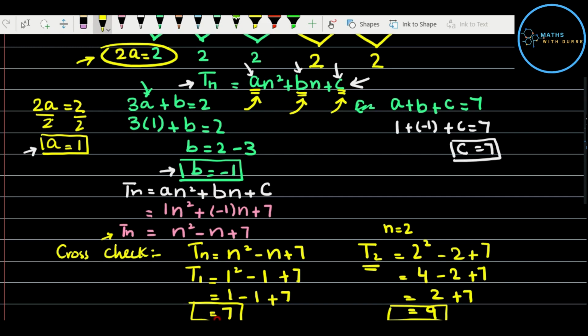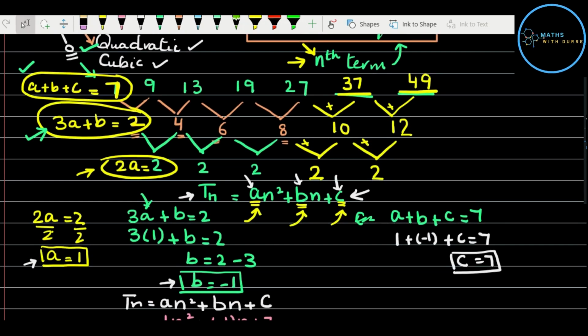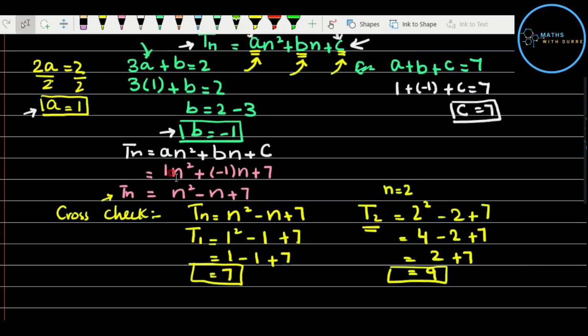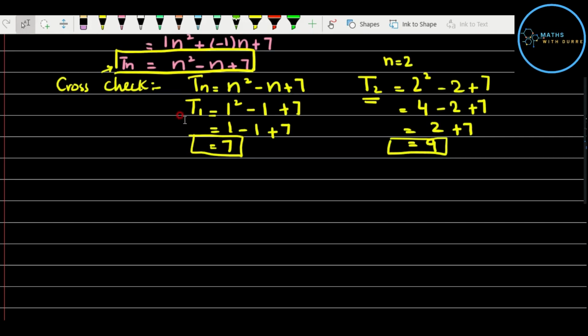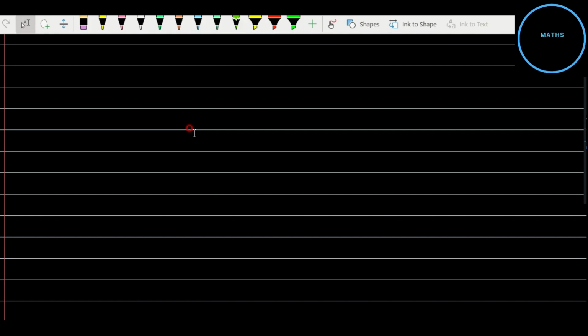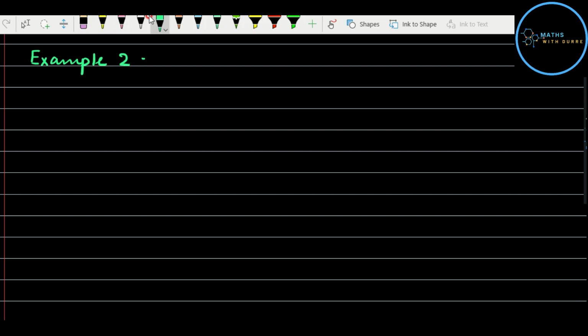So we will cross check with the original values. Let's compare. Yes, here it is. The first value, term 1, is 7 and term 2 is 9. So it means the formula which we have generated as the nth term is correct. Let's move towards another example. Example 2.